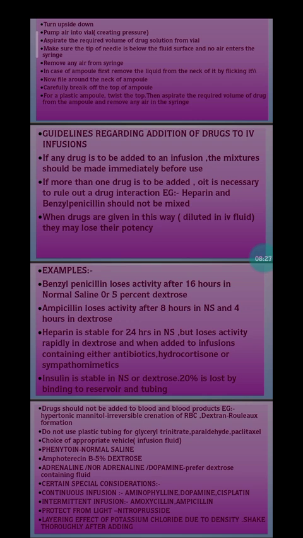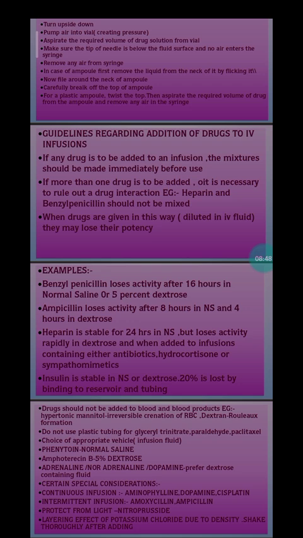Now, drugs should not be added to blood and blood products. Examples: hypertonic mannitol causes irreversible crenation of RBCs, dextran causes rouleaux formation. We do not use plastic tubing for glyceryl trinitrate, paraldehyde and lorazepam. Choice of appropriate vehicle, that is, the infusion fluid.